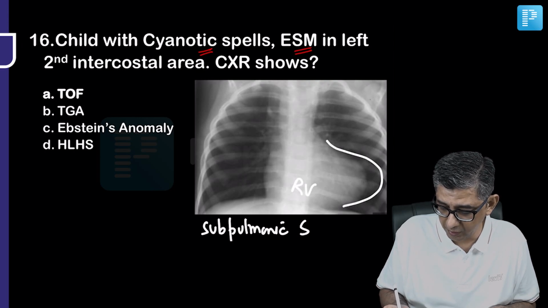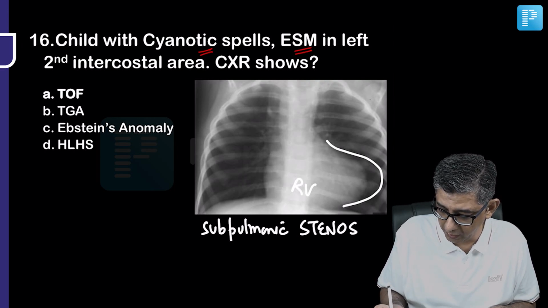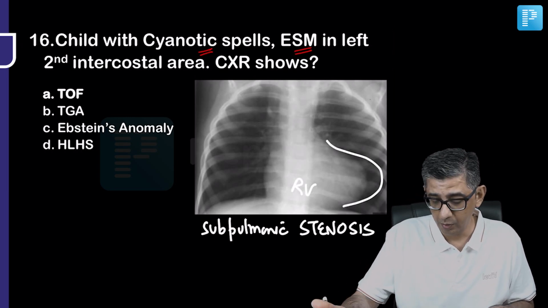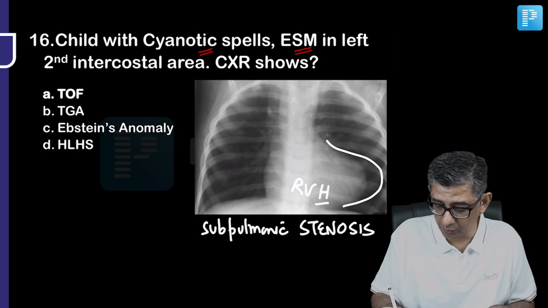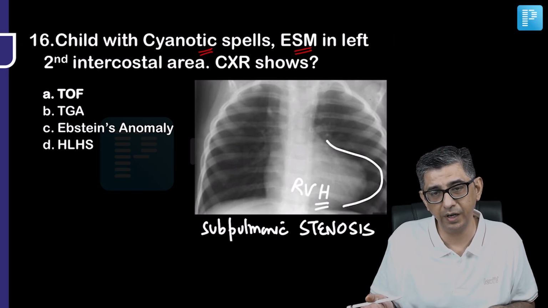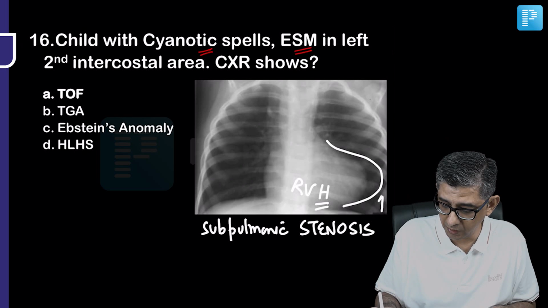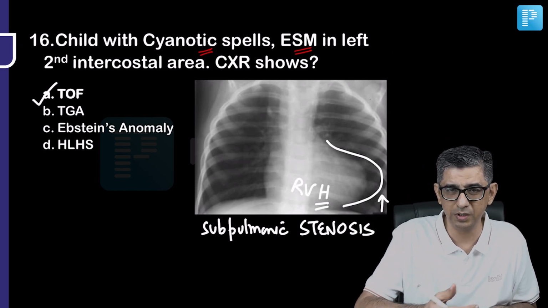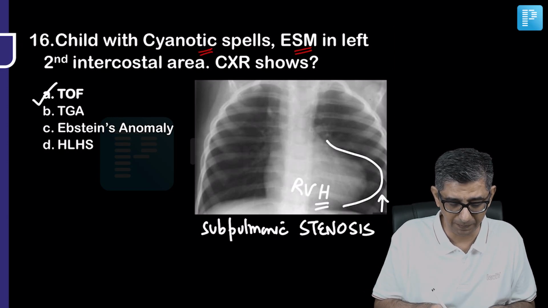The main reason for development of cyanosis in tetralogy of Fallot is subpulmonic stenosis, plus the compensatory right ventricular hypertrophy that occurs, the concentric variety that pushes up the apex of the heart. So we get a boot-shaped heart, which is a feature of tetralogy of Fallot. I already mentioned it because I think this was one of the easier questions.